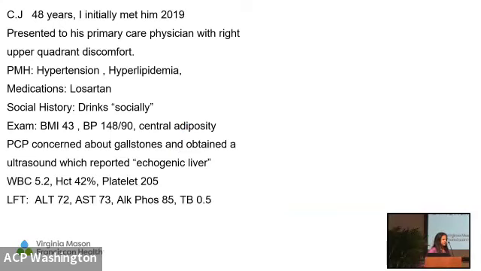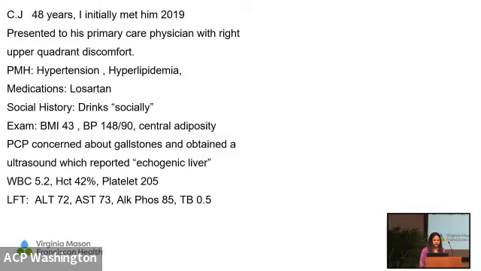So I'm going to start off with a patient of mine. CJ is 48. I met him in 2019. He presented actually to his primary care doctor with right upper quadrant pain, and he had hypertension, hyperlipidemia, was only on losartan, and drinks socially. On exam, his BMI was high, his blood pressure was high, some central adiposity, otherwise a benign exam. And his primary care doctor actually obtained an ultrasound, which reported an echogenic liver.